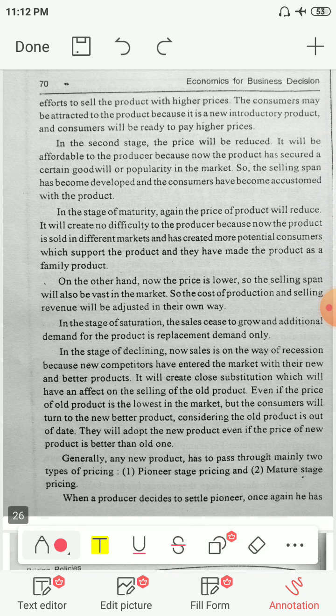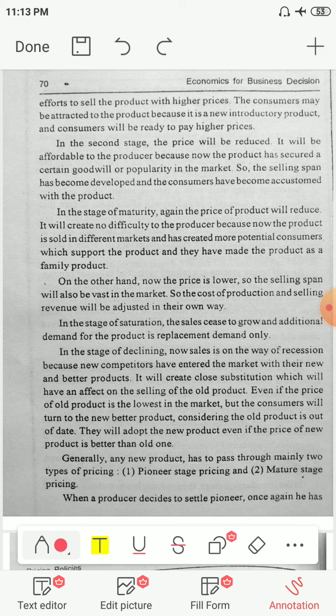In the second stage, the price will be reduced. It will be affordable to the producer because now the product has secured a certain goodwill or popularity in the market. So the selling span has developed and consumers have become accustomed to the product. Accustomed means they are getting habituated to it. In the growth stage, efforts required to sell the product will be less. Not that much aggressive promotional strategies are required. You can have normal promotional strategies.